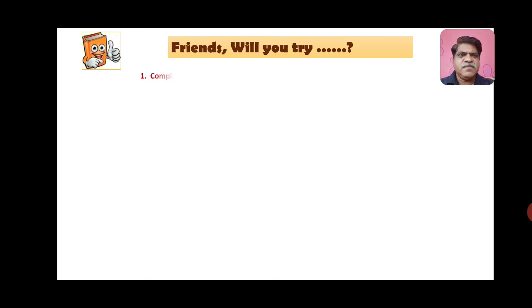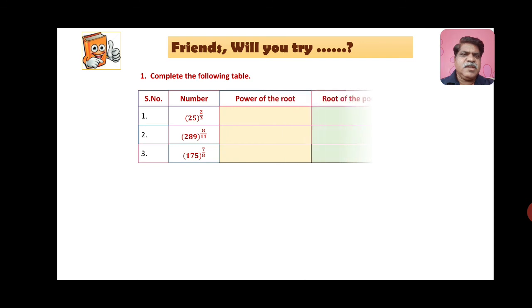Practice once again. You try the following problems. Complete the following table. So here the numbers are given and you have to write the power of the root form as well as the root of the power form. Number 1, 25 raised to 2 upon 3. Second number is 289 raised to 8 upon 11. And third is 175 raised to 7 upon 8.